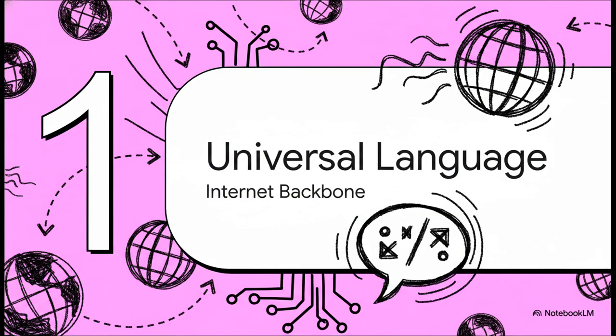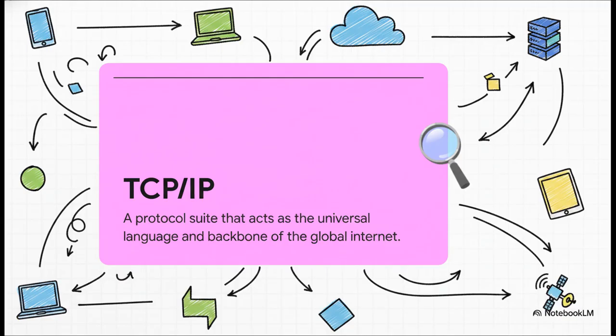Okay, Section 1, the Universal Internet Language, the backbone of the Internet. Before we really get into the nitty-gritty of how it works, we need to establish exactly what it's doing for us on a global scale. At its core, TCP/IP stands for Transmission Control Protocol and Internet Protocol. Basically, it's a suite, a collection of protocols that acts as the universal language of the Internet.